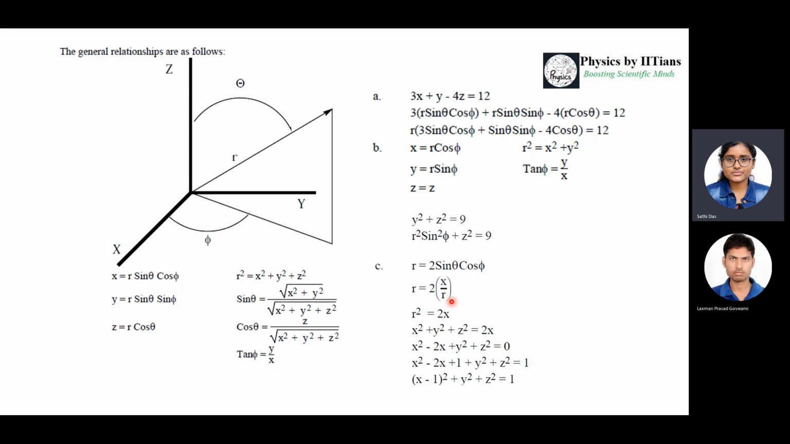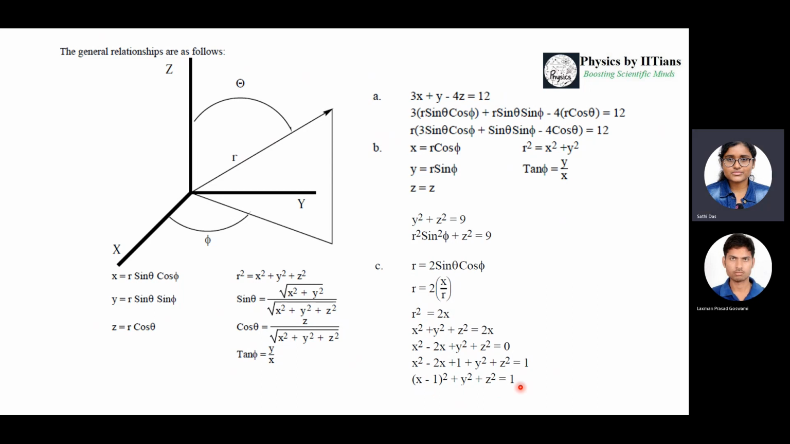Simplifying it, it becomes r square equals 2x. Now we know r square equals x square plus y square plus z square. So x square plus y square plus z square equals 2x. That is, x square minus 2x plus y square plus z square equals 0. Further simplifying, you get the final equation (x minus 1) whole square plus y square plus z square equals 1. So this is all.